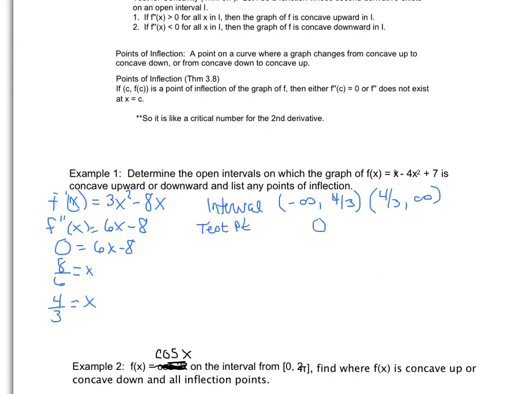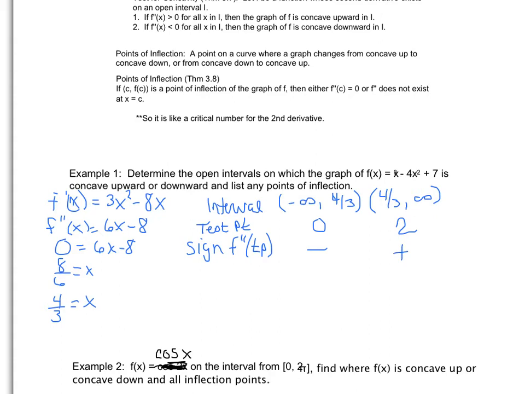So perhaps I pick 0 and 2. And then again, I'm going to go ahead and ask myself, what is the sign? And this time I'm going to do my second derivative of my test point. When I plug 0 back into my second derivative, 6 times 0 minus 8 is negative. When I plug 2 back into my second derivative, 6 times 2 minus 8 is positive.